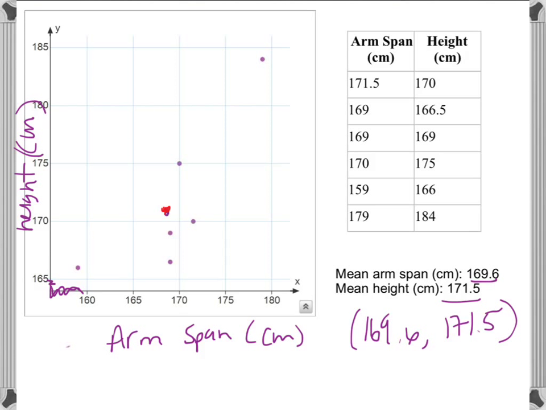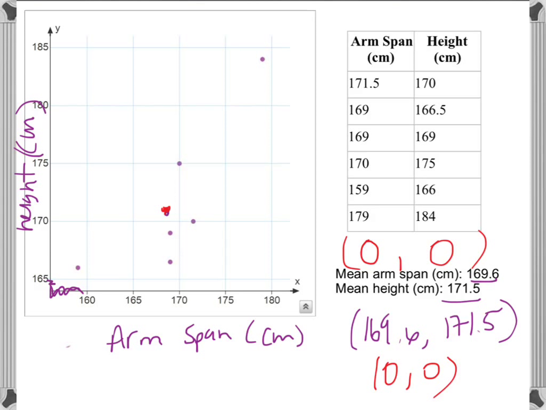Now, conveniently, I also know that there's a point 0, 0. That's because if you have an arm span of 0, then you must have a height of 0. Like, no one would have an arm span of 0, unless you had no arms, in which case you're someone who we wouldn't take data from because, depending on the reason why you don't have arms, it doesn't necessarily mean that you also do not have a height. So we're going to assume that when the arm span is 0, the height is 0. So this goes through the origin.